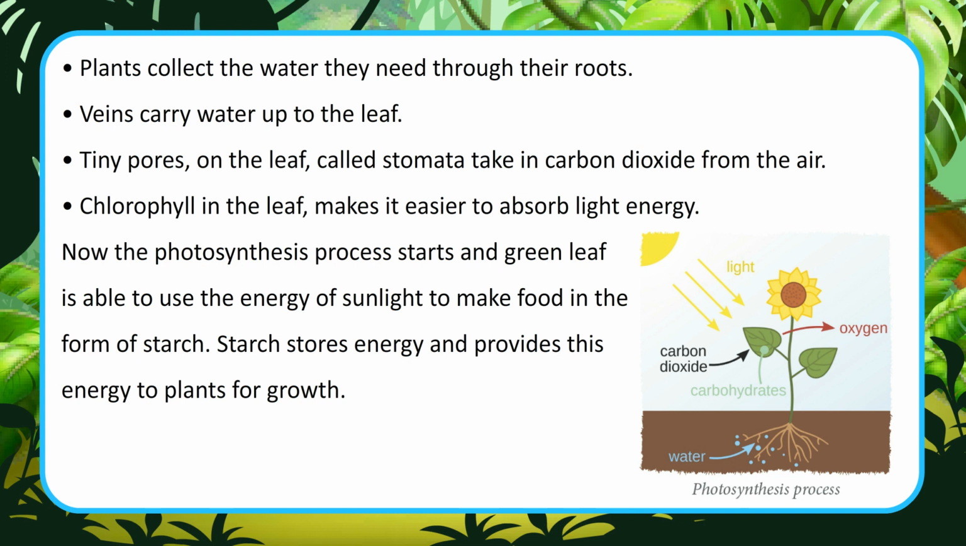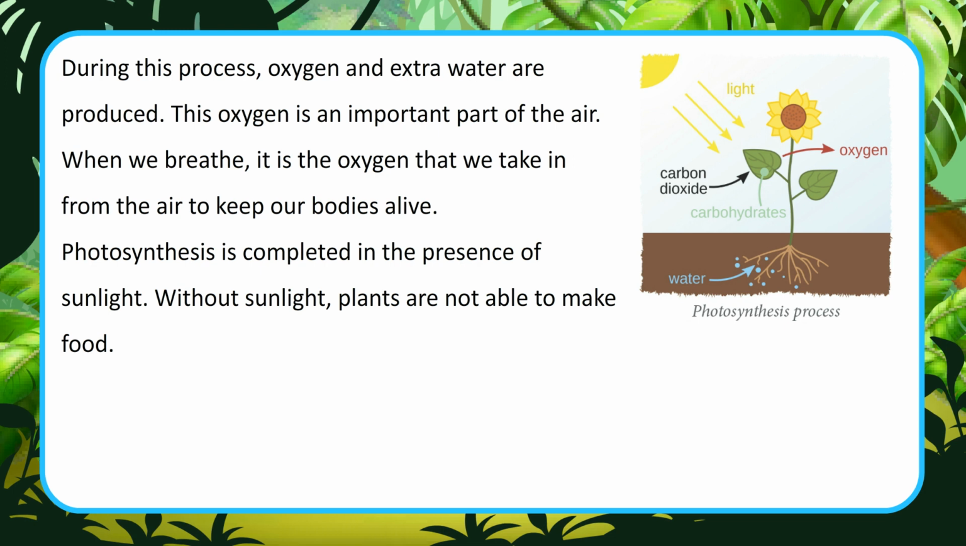Now the photosynthesis process starts and the green leaf is able to use the energy of sunlight to make food in the form of starch. Starch stores energy and provides this energy to plants for growth. During this process, oxygen and extra water are produced. This oxygen is an important part of the air. When we breathe, it is the oxygen that we take in from the air to keep our bodies alive. Photosynthesis is completed in the presence of sunlight. Without sunlight, plants are not able to make food.